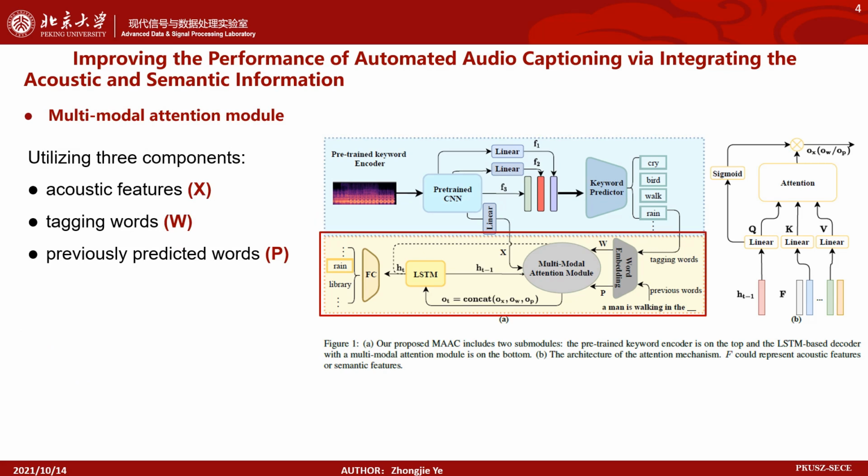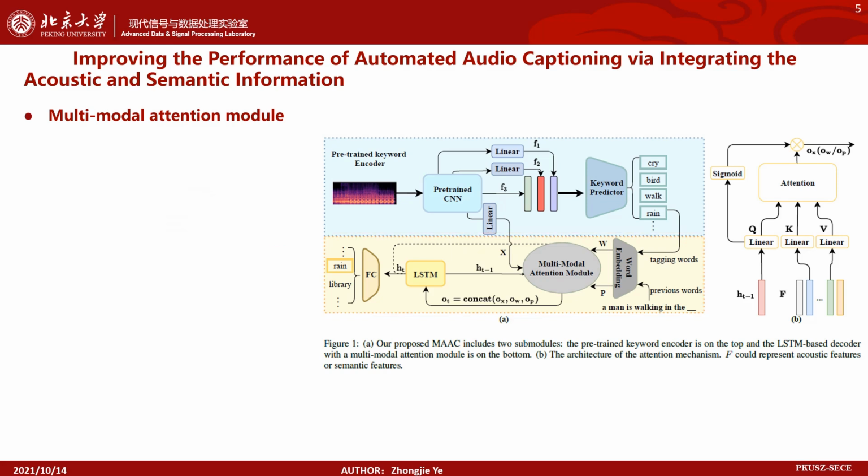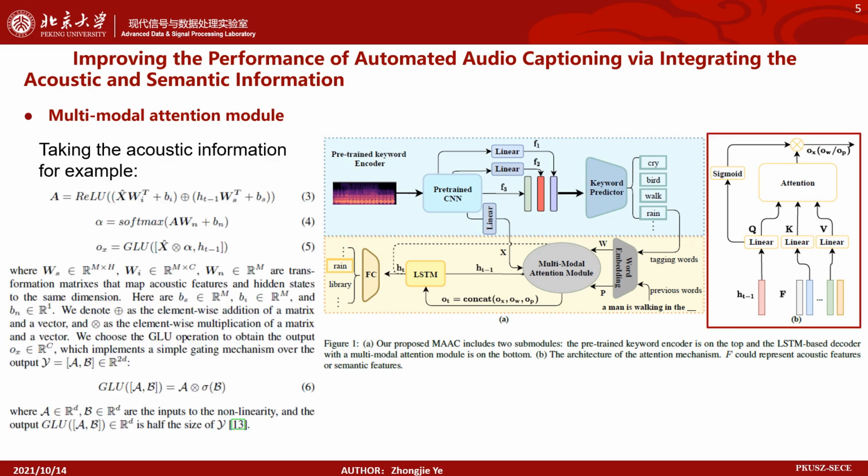As for the multimodal attention module, it utilizes acoustic features, tagging words, and previously predicted words. Acoustic features are outputs of the last convolutional block of the encoder. Tagging words are audio concepts that are recognized from the encoder. Previously predicted words contain all the generated words before the current time. The operation of the multimodal attention module is as follows.